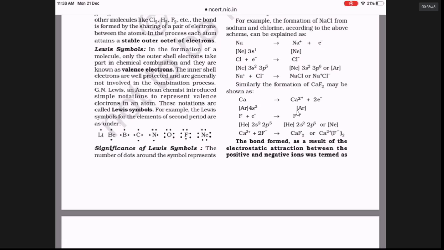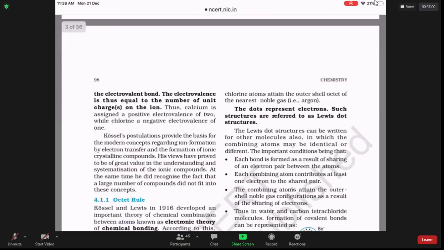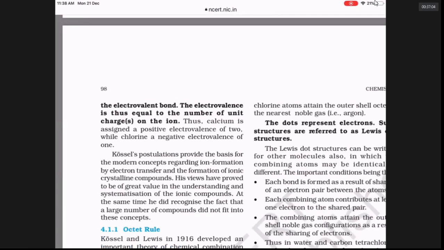What is it called, sir? Lattice energy. Ionic compounds are always stabilized by lattice energy. The driving force for the formation of an ionic compound is lattice energy. So that's about ionic bonds. Kossel's ideas are helpful to understand ionic bonds.